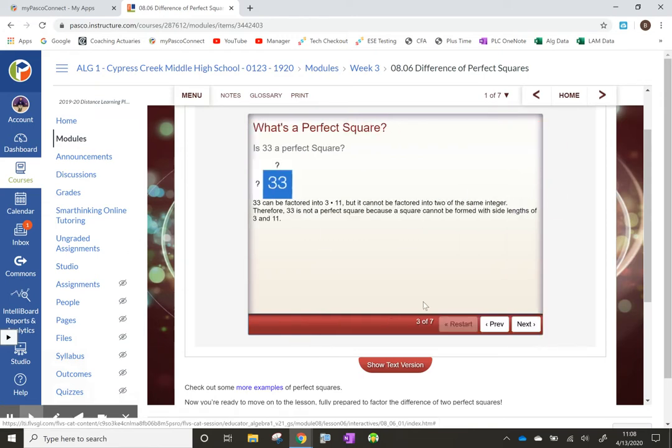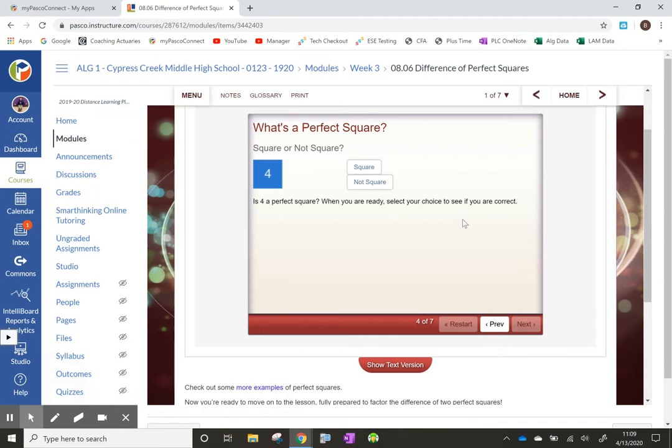Is 33 a perfect square? No. 33 can be factored into 3 times 11. However, that's not the same number multiplied by itself. It's not 3 times 3 or 11 times 11, right? It's two different numbers multiplied together, which we can do any day of the week. We want to know, is there a number that multiplied by itself equals 33? And the answer is no. There is no number, because 3 times 11 makes 33, and there is no number like 5 times 5, 6 times 6, 7 times 7, nothing like that gets you 33.